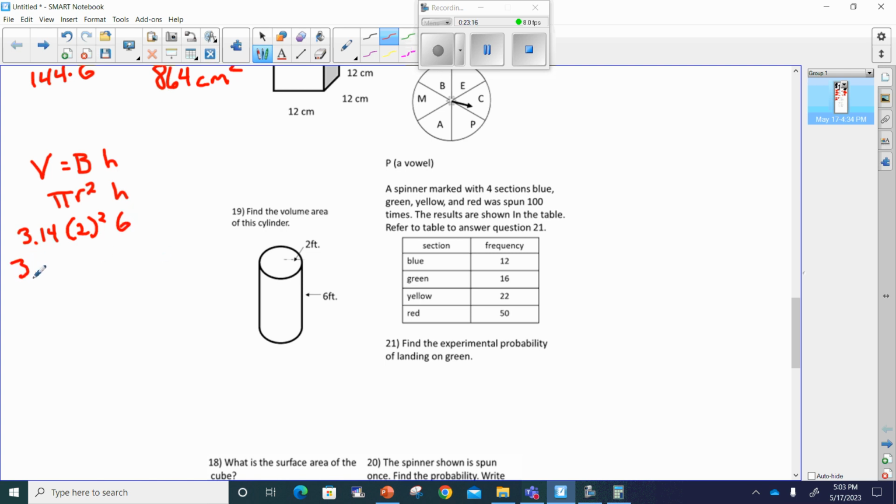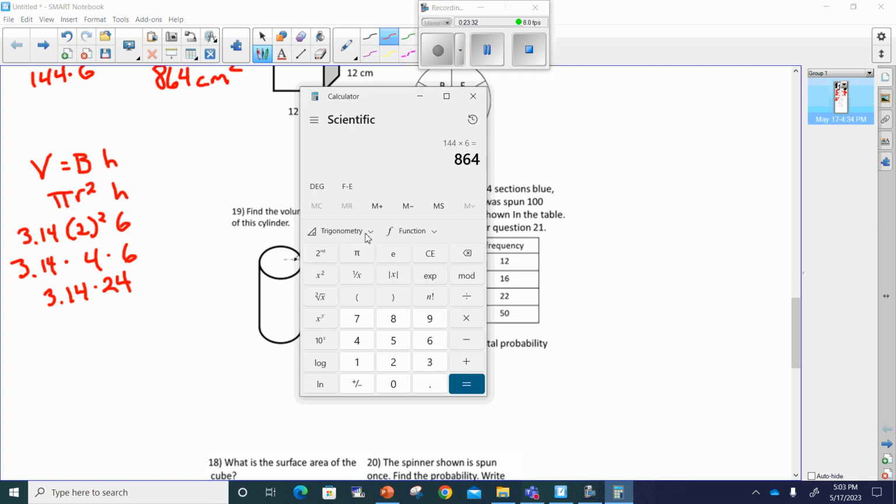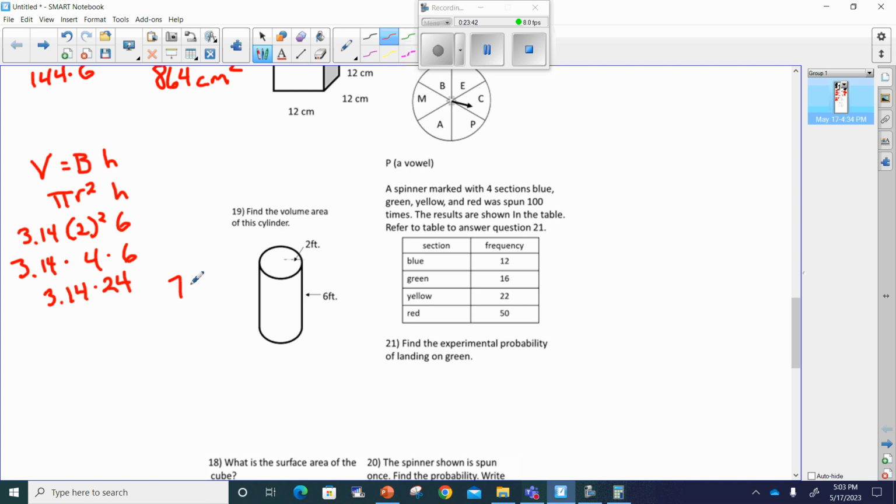This is going to give us 3.14 times 4 times 6. Well, 4 times 6 is 24. So now I got 3.14 times 24. Well, 3.14 times 24, that's 75.36.